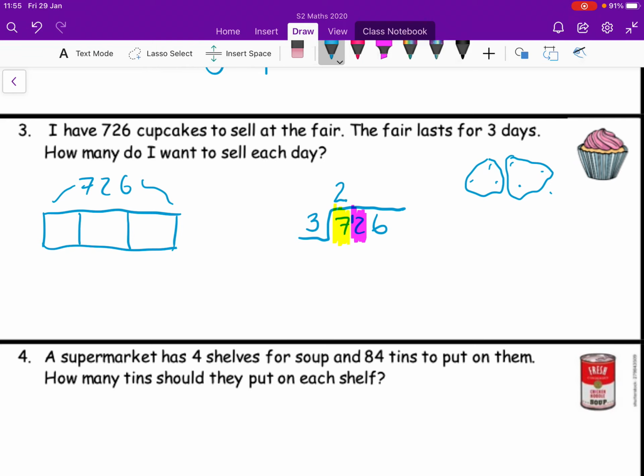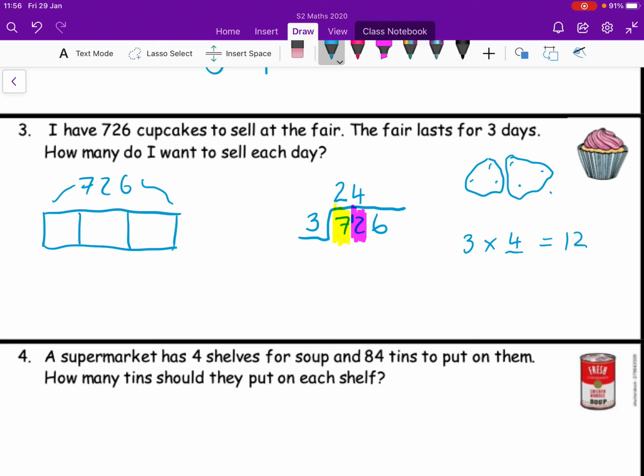If you need to draw out the dots, that's perfectly fine. Otherwise, you can think of it as a reverse times table. You could say 3 times by what gets me 12. So how many groups of 3 are there in 12? So the answer would be 4. So 4 goes up here.